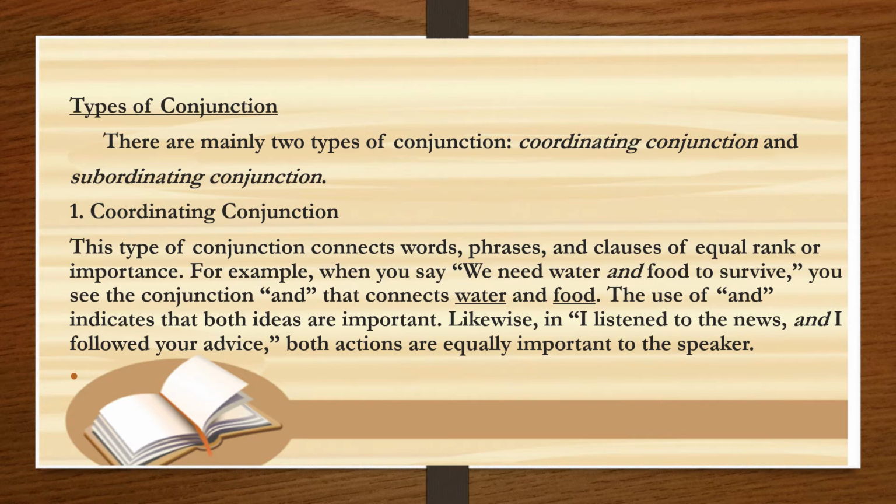Let's start with coordinating conjunction. This type of conjunction connects words, phrases, and clauses of equal rank or importance. For example, when you say we need water and food to survive, you see the conjunction and that connects water and food. The use of and indicates that both ideas are important. Likewise, in I listened to the news and I followed your advice, both actions are equally important to the speaker.